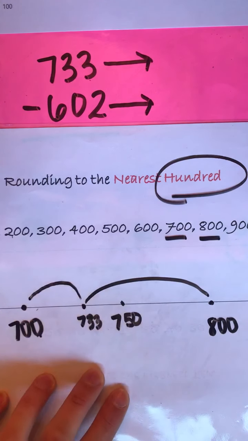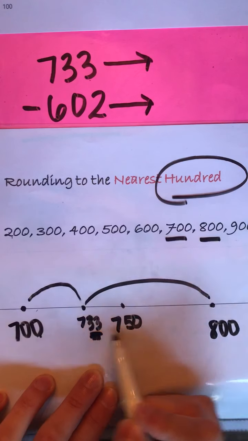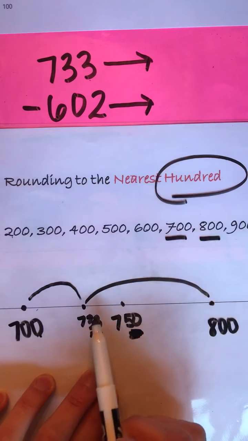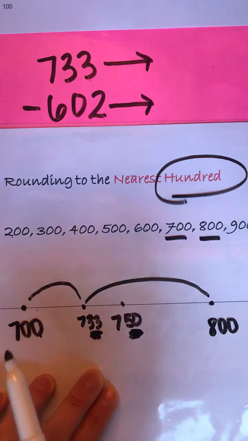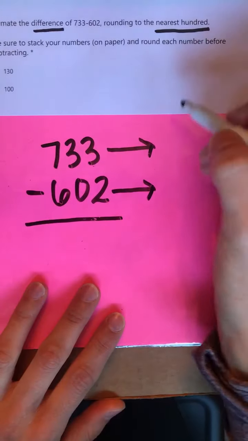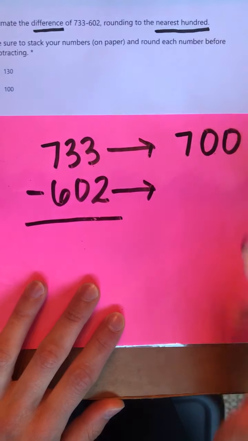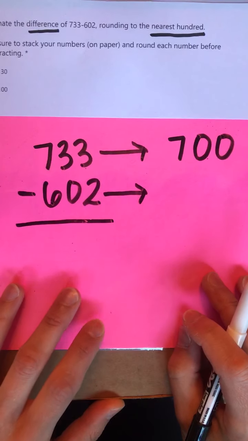That's the nearest 100. Also, remember our trick. 33 comes before 50. So that means we automatically round down. So on our chart up here, or on our paper up here, we're going to say that 733 rounds to 700. Excellent, very good.